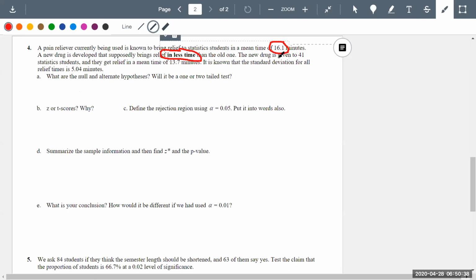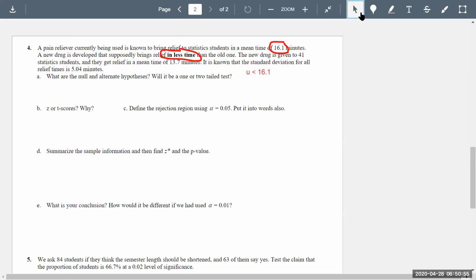So now we know that that is the claim. So let me write that in English, and let me write that in Mathish. I get those two mixed up. We think that mu is less than 16.1. So yeah, it might be a good idea, once you identify what the claim is, to sort of stop reading, because then you will be less likely to include a number like 13.7 in the hypotheses, which should not come in yet.